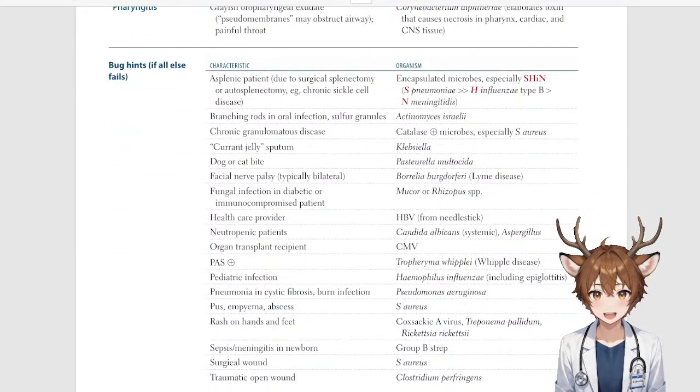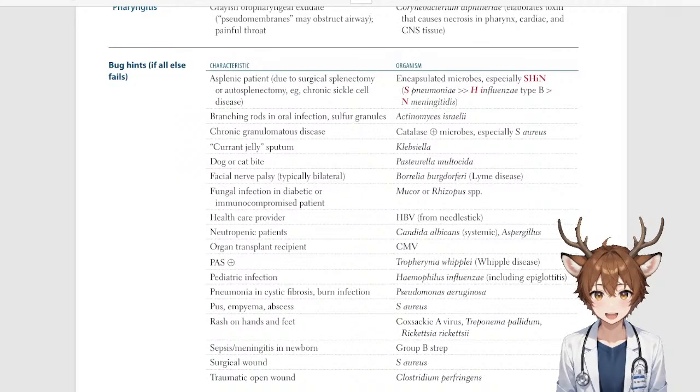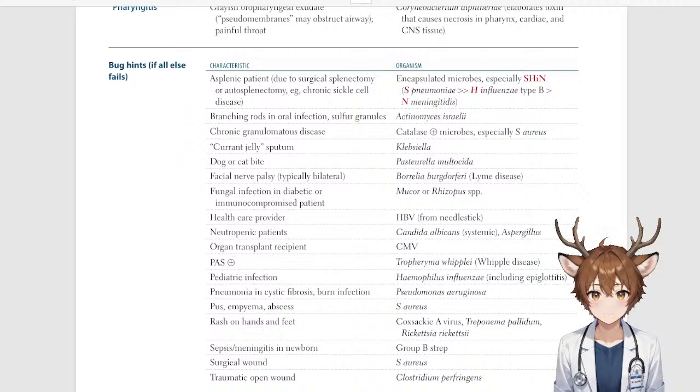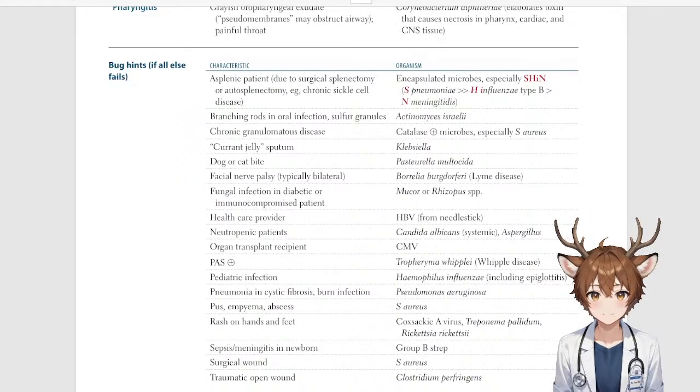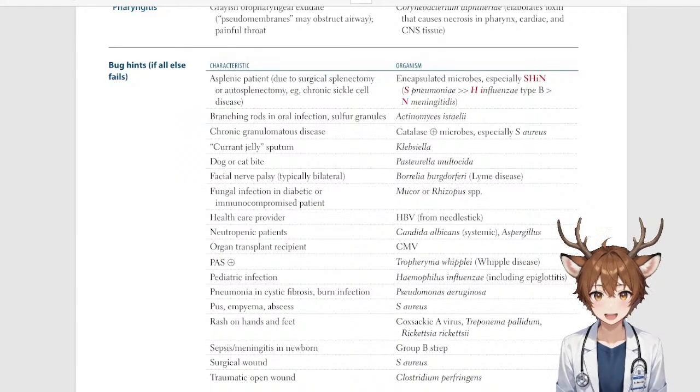And here's something. Oh, this is actually, I like this a little bit. My book doesn't have this, unfortunately. It says here, characteristic organisms, bug hints if all else fails. Well, that'd be nice to have in my book, but they took it out. You would think the rapid review, high yield stuff they would leave in. Apparently not. They think it's a little bit too redundant.